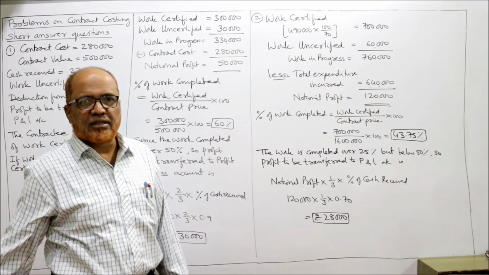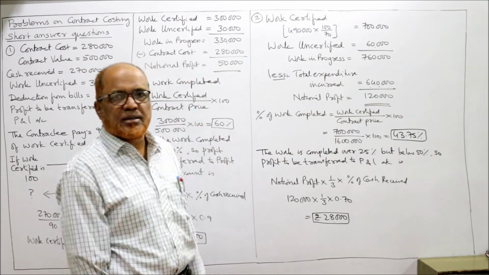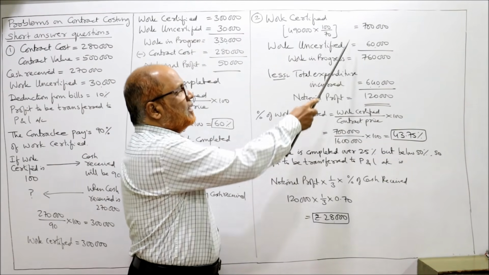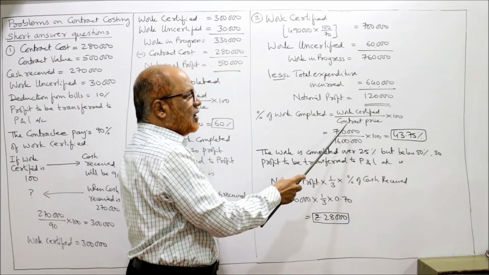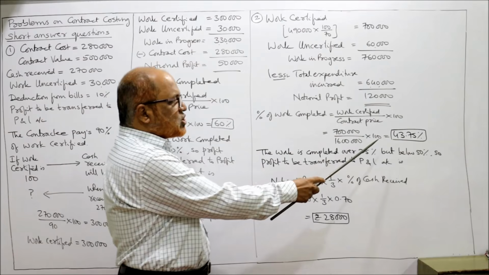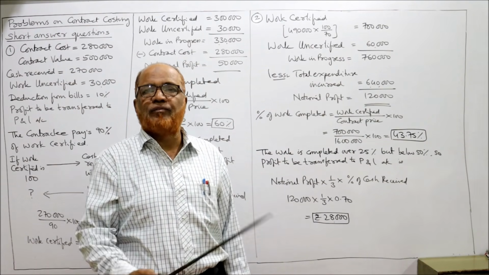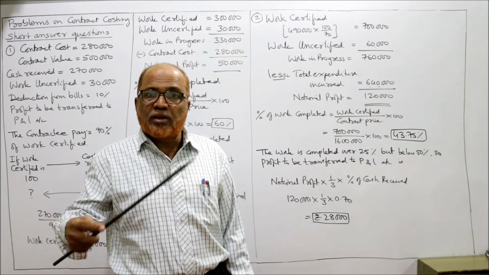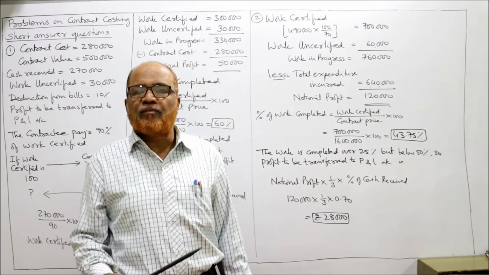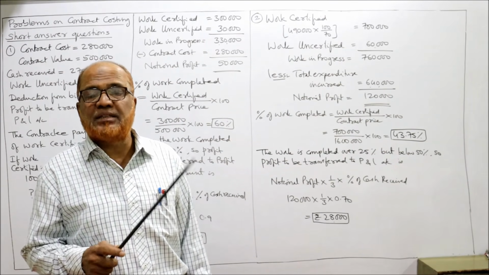Percentage of work completed is equal to work certified by contract price into 100. Here work certified we have calculated as 7 lakh. Contract price is given in the problem, 16 lakh. So in percentage terms it comes to 43.75. It is below 50%, but more than 25%. So profit to be transferred to P&L account is notional profit into 1/3.